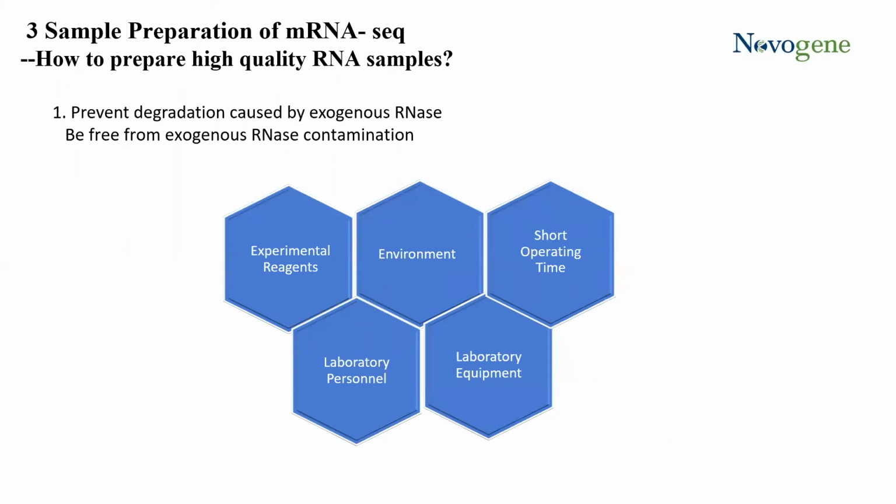All the laboratory equipment, such as pipettes or tips, and any utensils that you use for your experiment or for the RNA extraction, make sure they are very sterile, and where possible use readily available RNase-free equipment.